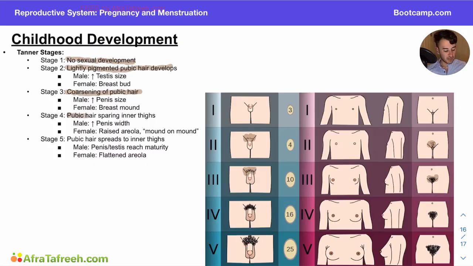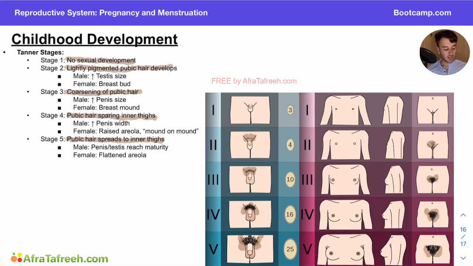Then at stage 4, it's going to start moving, but it's going to spare the inner thighs. So you see we get a branching out of the pubic hair here and here as well, but it's not really making it to the inner thigh. And then finally at stage 5, our pubic hair is going to spread to our inner thighs, and that's appreciable. You would expect a little bit of hair to be growing down here. You can see it's passing this little joint section in the leg, and we're getting hair on the thighs at this point.